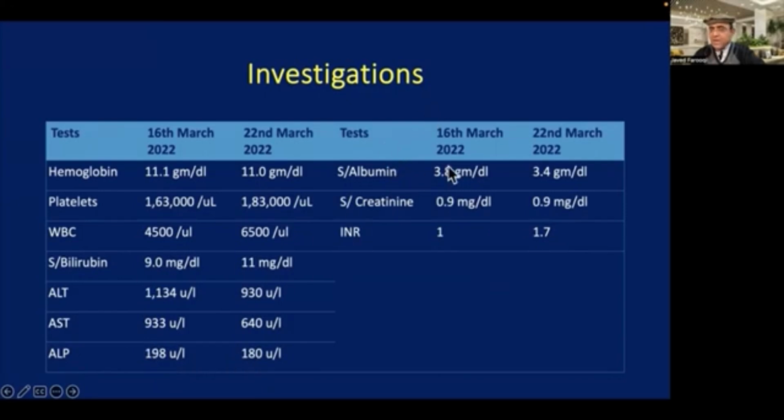The albumin, almost the same, 3.4, 3.8 and 3.4. The creatinine is 0.9, and again it's 0.9. But the INR, it was normal a week ago, but now it has become 1.7. So it is raised to 1.7.